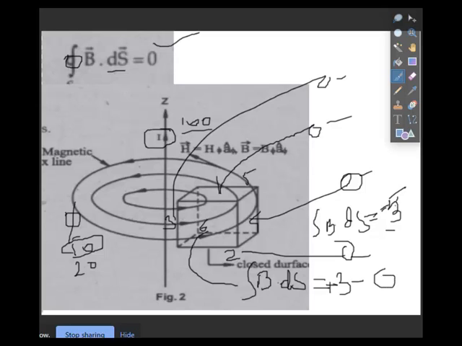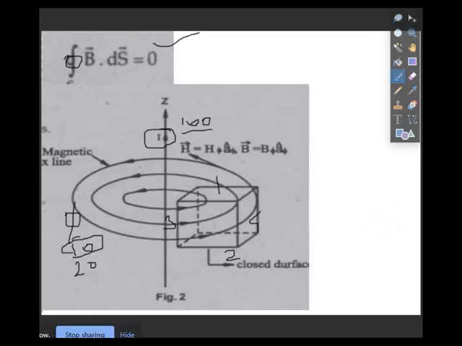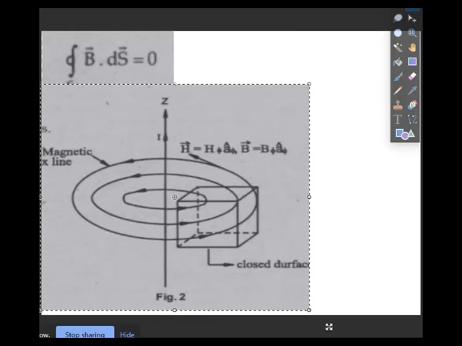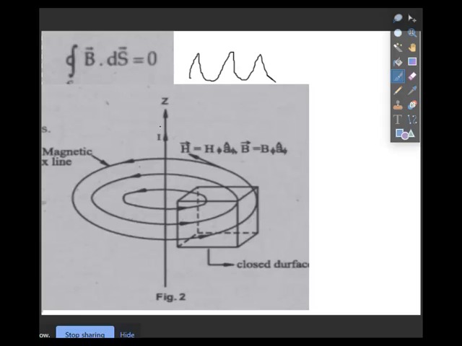For a time varying field, the current will vary with time. Let the current be of this nature. If the current varies like this, sinusoidally, then with the increase in current, the number of flux lines will increase. If the number of flux lines increases, the number of flux lines entering the surface will increase. Similarly, the flux lines coming out will also increase by the same number.